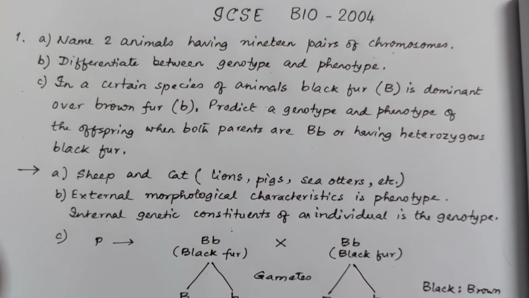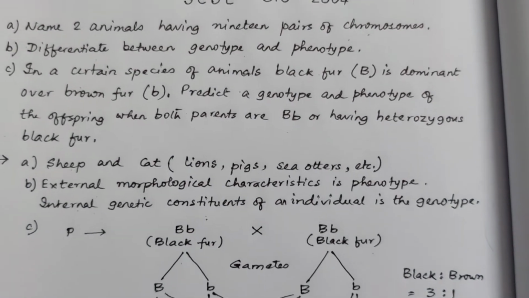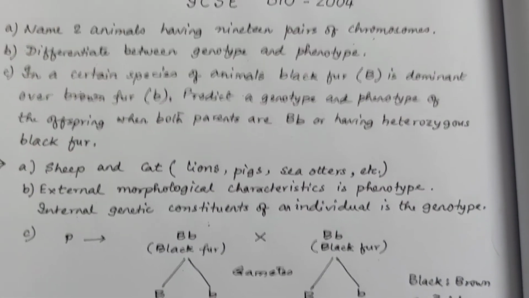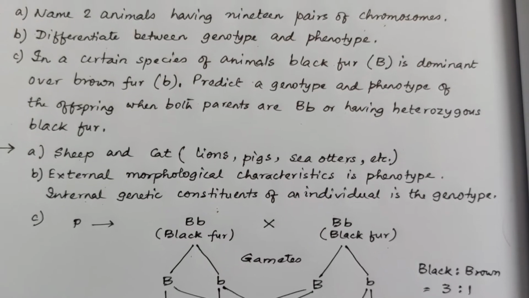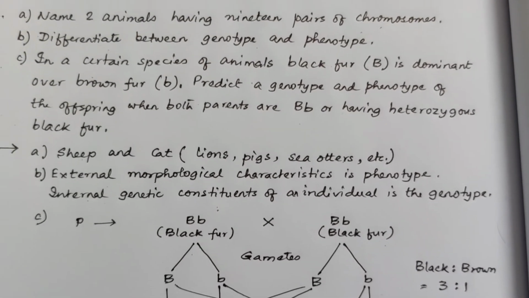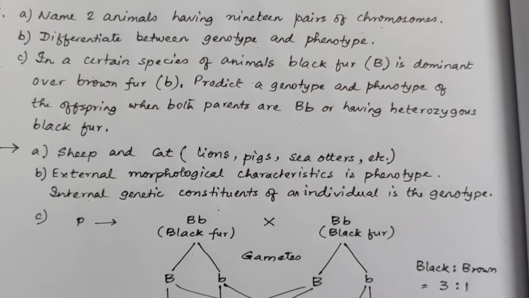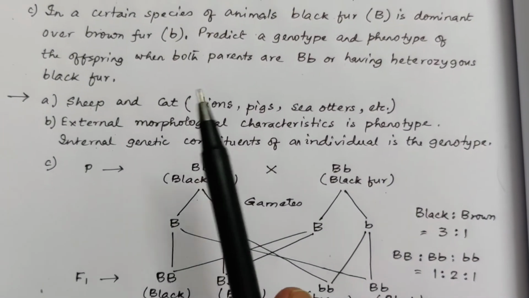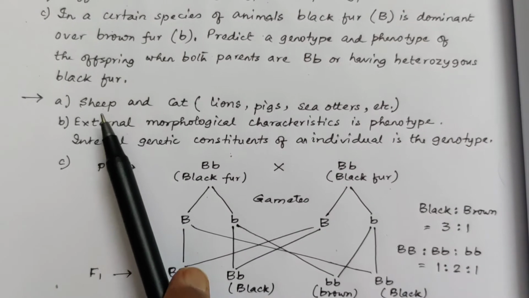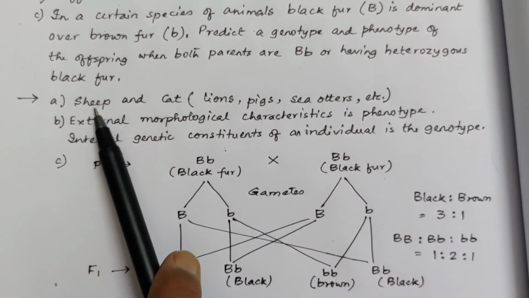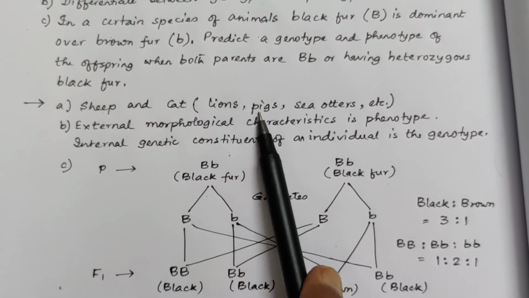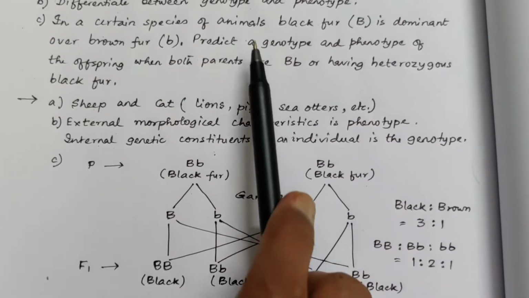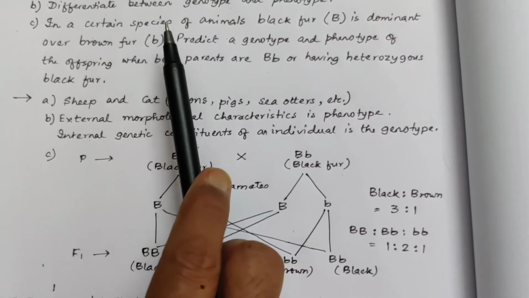This is from 2004. The questions are, number 1 is, name 2 animals having 19 pairs of chromosomes. There can be many animals having 19 pairs of chromosomes. Out of them you have to write only 2. Sheep, cat, lions, pigs, sea otters, etc. All of them having 19 pairs of chromosomes means 38.